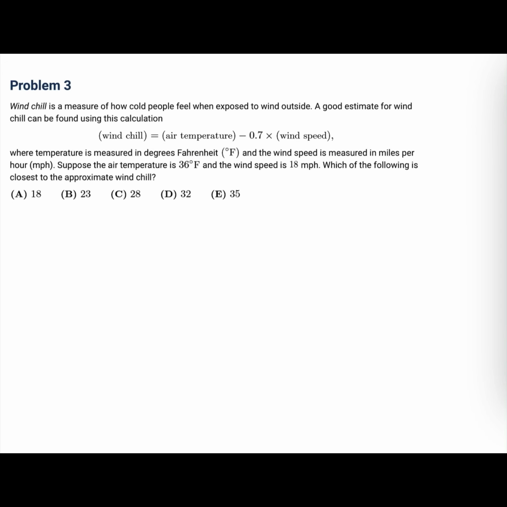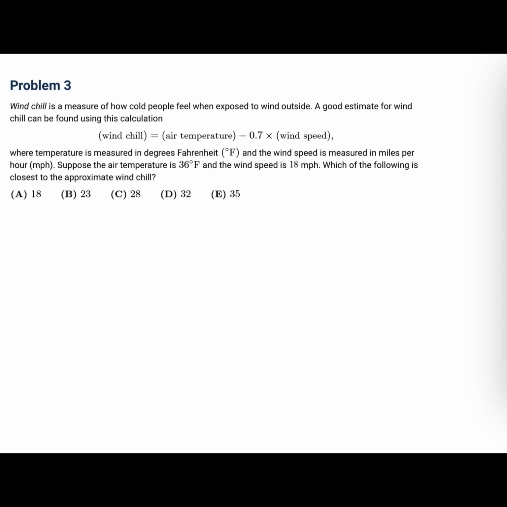Problem 3. Wind chill is a measure of how cold people feel when exposed to the wind outside. A good estimate for wind chill can be found using this calculation, and it shows us this formula below, where the temperature is measured in degrees Fahrenheit and the wind speed is measured in miles per hour. Suppose the air temperature is 36 degrees Fahrenheit and the wind speed is 18 miles per hour. Which one of the following is closest to the approximate wind chill?